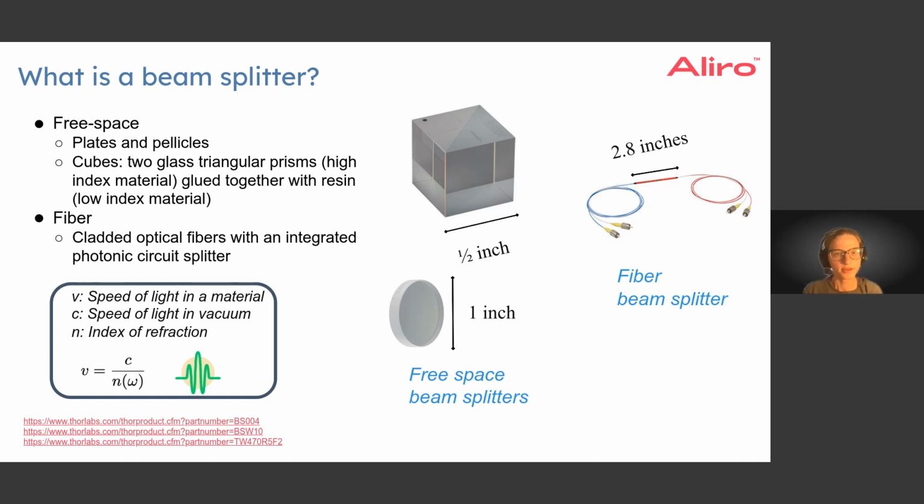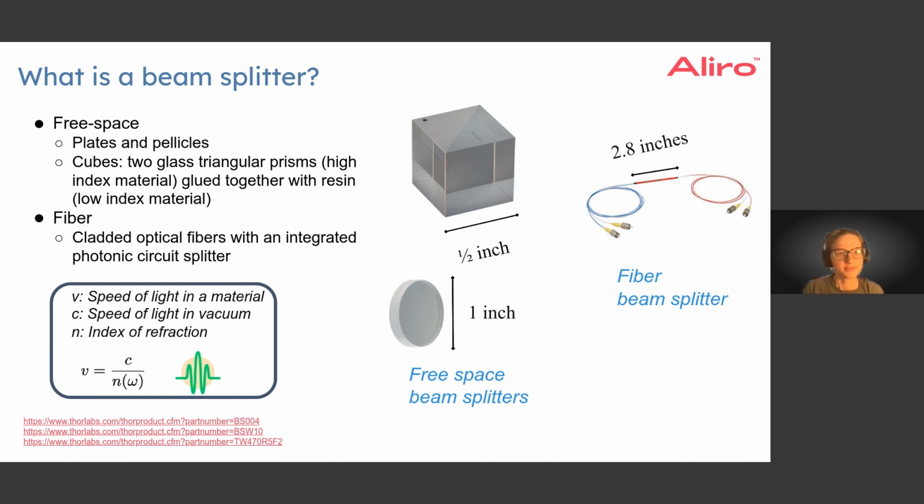And we also have, in free space, these cube beam splitters. These physically consist of 2 glass triangular prisms that are glued together with a glue or resin in between the 2 glass triangular prisms. We'll get into later what the significance is of this kind of makeup of the cube-based beam splitter in particular. But basically, these glass triangular prisms are made out of a higher index of refraction material, and the resin or glue is a lower index of refraction material. Remember that the index of refraction will tell you the speed of light in the material, and it will also tell you some other properties of how light is going to interact with the material.